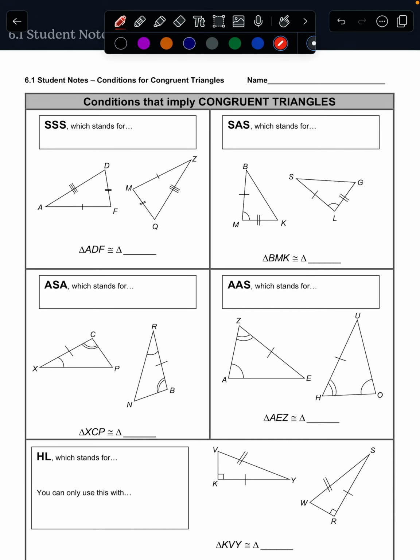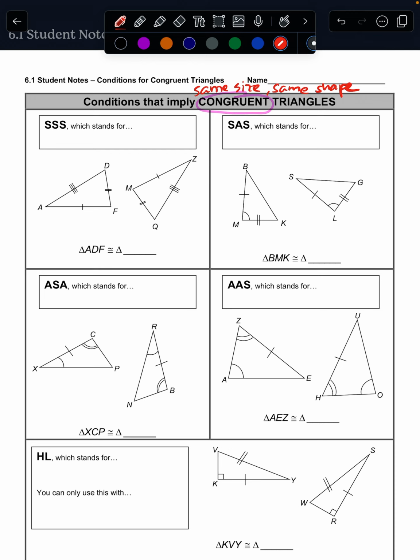In this lesson, we are going to learn conditions that imply congruent triangles. Congruent, as a reminder, means that you have the same size, same shape. Okay, so let's look at these two triangles, same shape. We're trying to figure out, are they the same size as well?